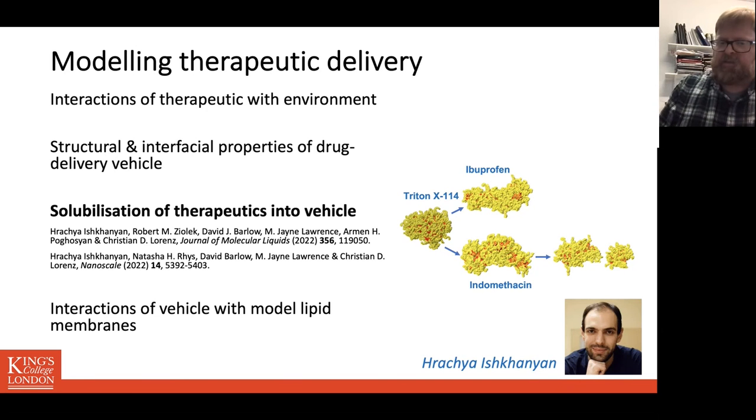And so this was interesting to see that not only is it the material that makes up the drug delivery vehicle that has an effect on the structure of the micelle or the vehicles when they have drugs solubilized in them, but also the chemistry of the drug plays a role in all this.